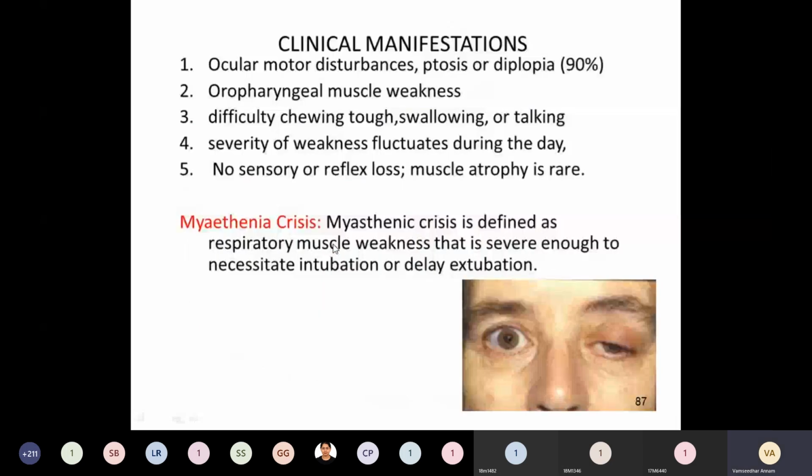Clinical manifestations: ocular motor disturbances, mainly ptosis, drooping of the eyelid, or diplopia can be seen in most of the cases, around 90%. Then oropharyngeal muscle weakness, difficulty in chewing, swallowing or talking. The severity of weakness fluctuates during the day. No sensory or reflex loss, muscle atrophy is rare. Myasthenic crisis is defined as respiratory muscle weakness severe enough to necessitate intubation or delay extubation.